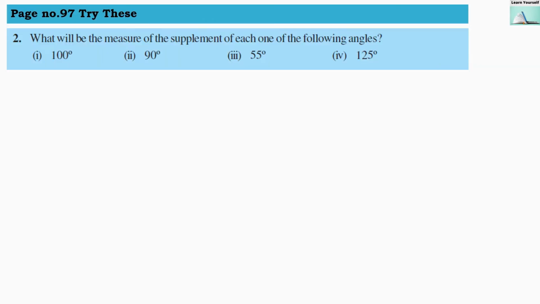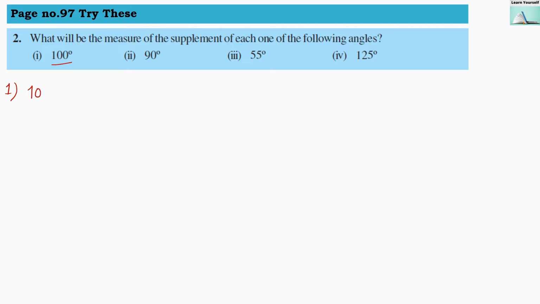Page number 97, try these sums. Question number 2. What will be the measure of the supplement of each one of the following angles? So one angle's measure they have given here, and the second angle's measure we have to find out, so that the addition of these two angles will give us 180 degree. So let us find the measure of the second angle.